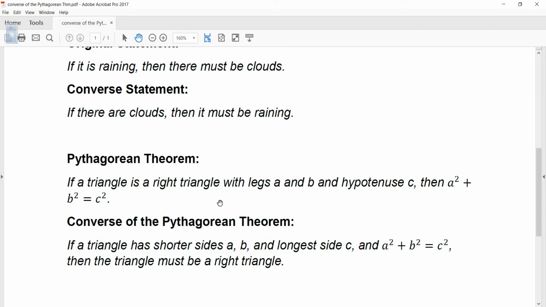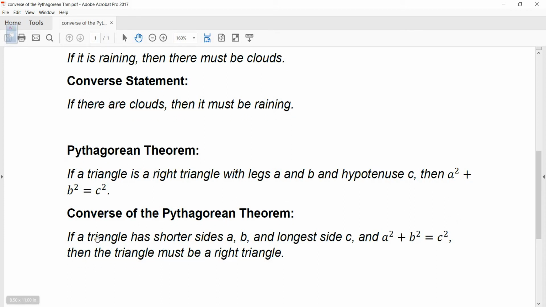If a triangle is a right triangle with legs a, b, and hypotenuse c, then a squared plus b squared must equal c squared. That's the Pythagorean theorem that we have been using. Its converse says if you have a triangle that has the shorter sides a and b and longest side c, and if it's true that a squared plus b squared equals c squared, then it's a right triangle. Notice in the Pythagorean theorem, you're starting with it being a right triangle. That's your hypothesis. Your conclusion is a squared plus b squared equals c squared.